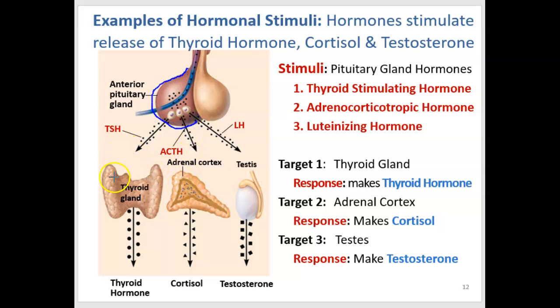The one that stimulates the thyroid gland is called thyroid stimulating hormone. The one that stimulates the adrenal cortex is called adrenocorticotropic hormone, or ACTH for short. And the one that stimulates the testes is called luteinizing hormone, or LH. And of course the response we're looking at is hormone stimulation. So in response, the thyroid gland releases thyroid hormone, the adrenal cortex releases cortisol, the testes release testosterone.